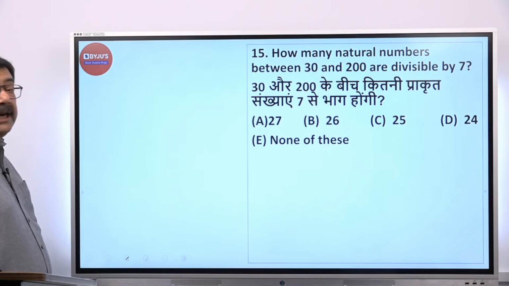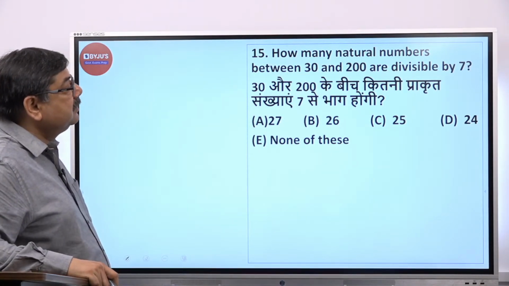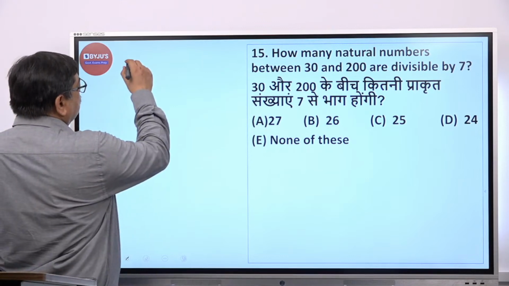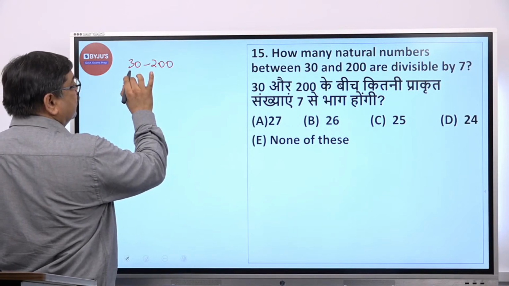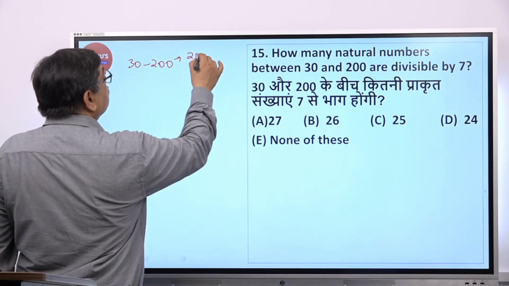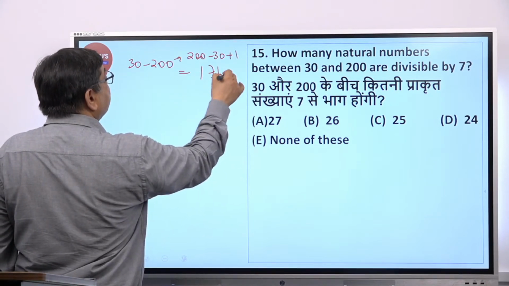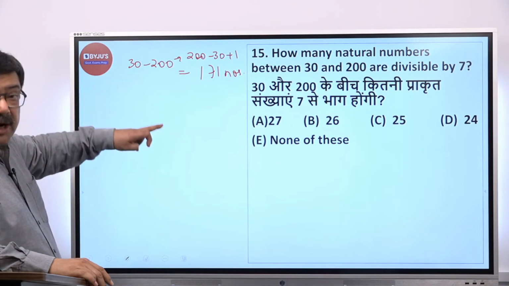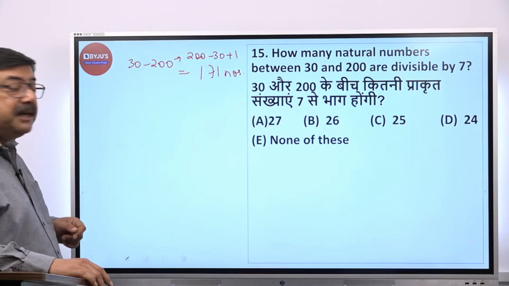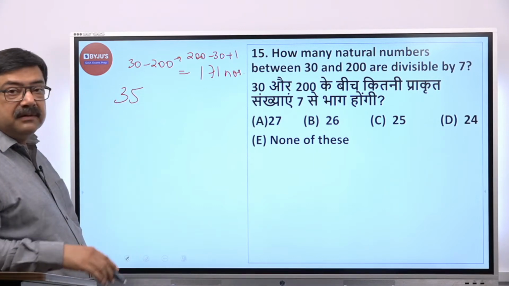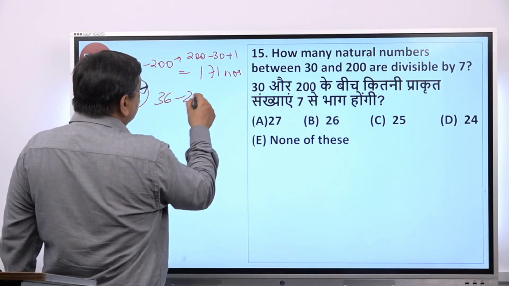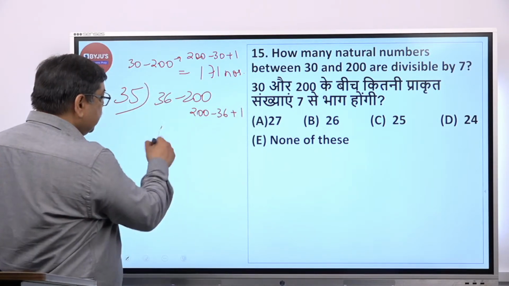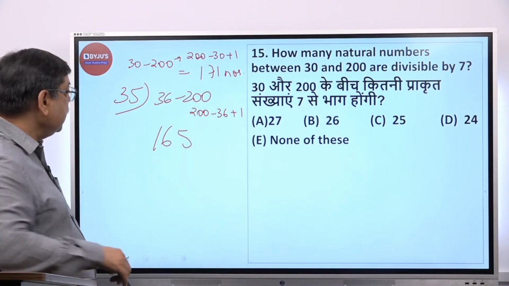How many natural numbers between 30 and 200 are divisible by 7? Find out. What will you do? Well, 30 to 200, how many numbers are these? 200 minus 30 plus 1, that is 171 numbers. Now you know that 30 is not divisible by 7. In 30 to 200, the first number which is divisible by 7 will be 35. So leave this aside. Now 36 to 200, how many numbers are these? It is 200 minus 36 plus 1. So these are 165 numbers. Correct? Divide this by 7 now.